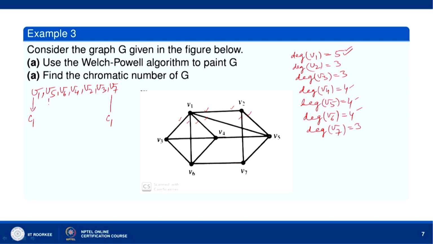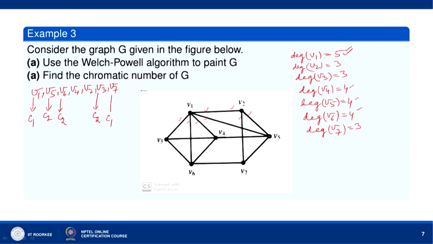Now, we go to B5. B5 is colored with C2. Where is B6? B6 is here. B5 is not adjacent to B6, so we give color C2 to B6. B4 is adjacent to B5, so we leave B4. B2 is adjacent to B5, so we leave B2. B3 is not adjacent to B5, so B3 is also given color C2.